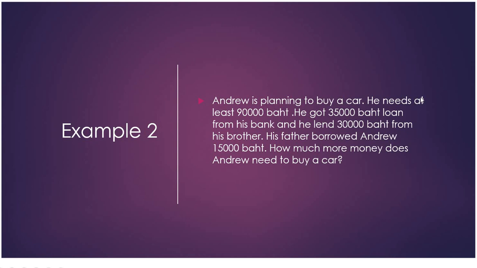So let's read the question again to fully understand it. Andrew is planning to buy a car. Okay, he needs at least 90,000 baht. So now we know Andrew wants to buy a car and he needs 90,000 baht for that car. He got 35,000 baht loan from bank. So from 90,000 baht he got 35,000 from bank so far, and then he borrowed 30,000 baht from his brother. So 35,000 baht from bank, 30,000 baht from his brother. Okay, his father lent Andrew 15,000 baht.